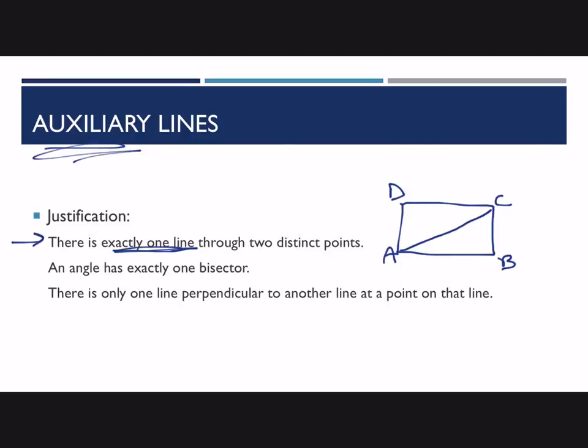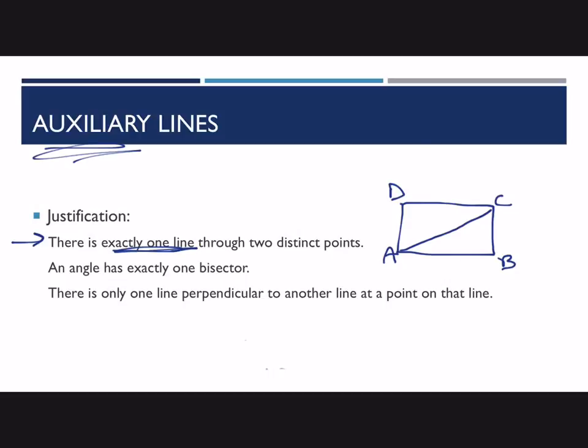We know an angle has exactly one bisector. So if I have a drawing of, let's say, a triangle ABC, and let's say I want to draw in the bisector of angle B. Well, I can do that because I know that that one exists, and I know that there's not more than one, so I'm drawing it in the exact right spot.